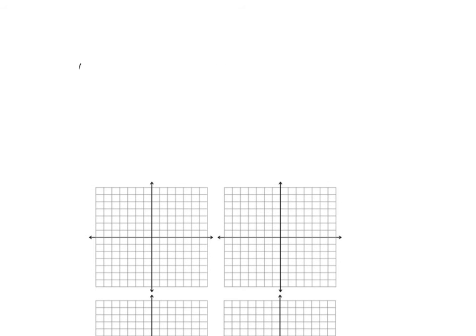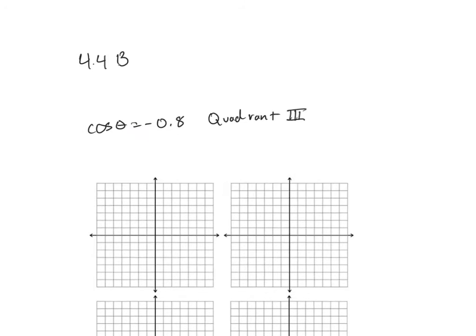Continuing with 4.4, 4.4b, with our unit circles and trig functions. Let's say in this case, we were given a trig function. Let's say we're given the cosine of theta equals negative 0.8, and let's say it lies in the third quadrant, so quadrant 3. So let's think about that.